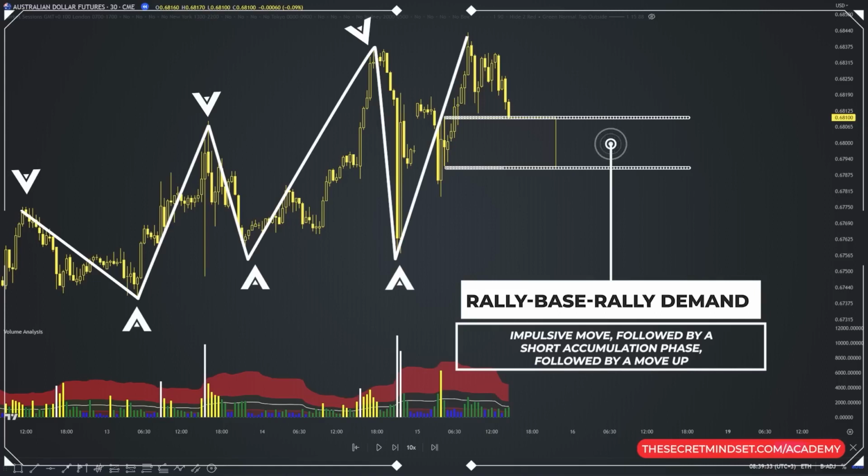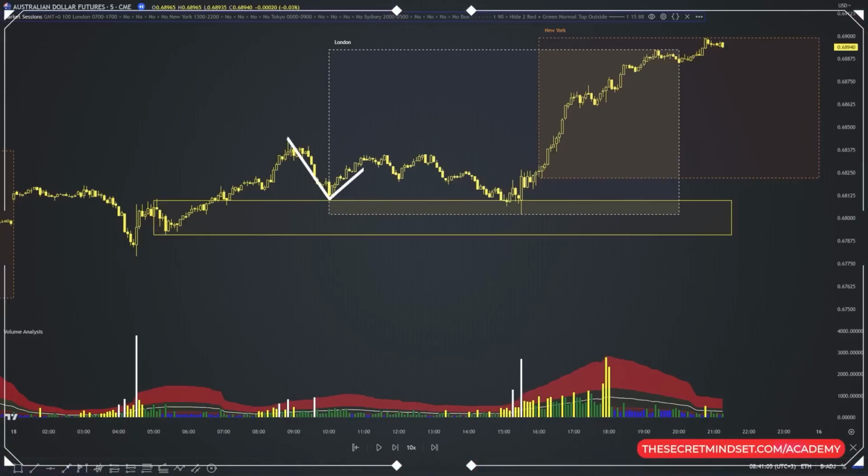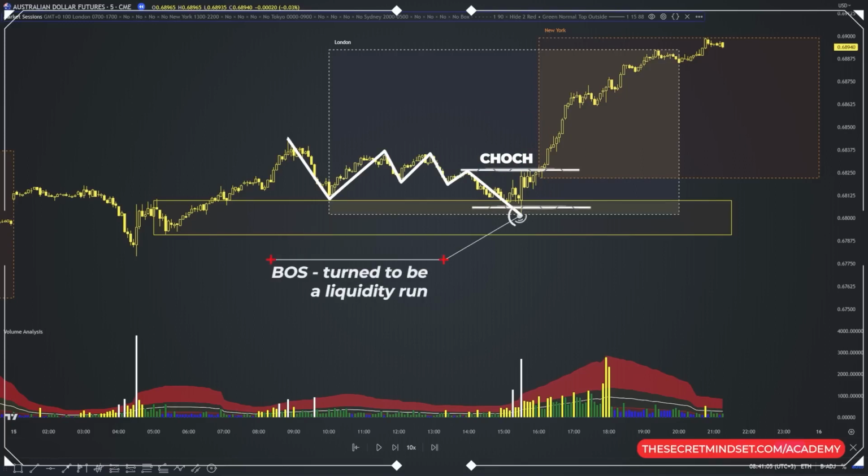As usual, the plan is to go to a lower time frame. When price retraces to test this zone, we expect to see a rejection, hoping for more buy orders from the banks in this zone. In this time frame, we can observe a shift in price action from bearish to bullish. Initially, there was a break of structure, but it turned out to be nothing more than a liquidity run, taking stops below the zone.